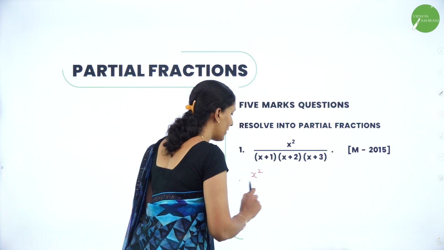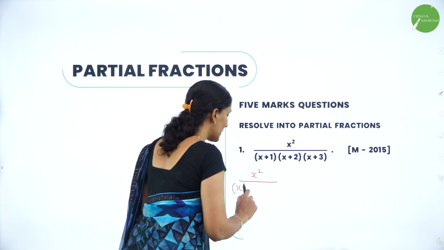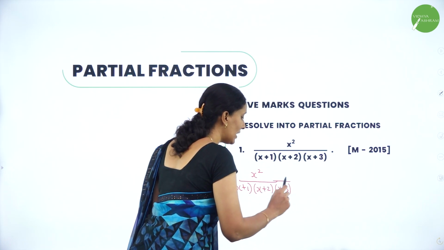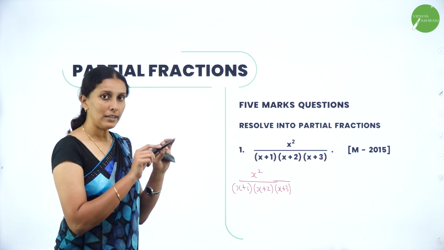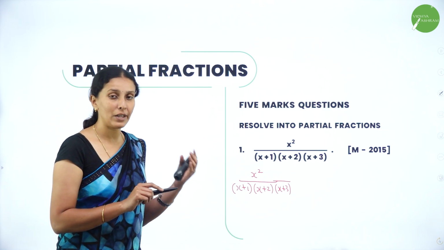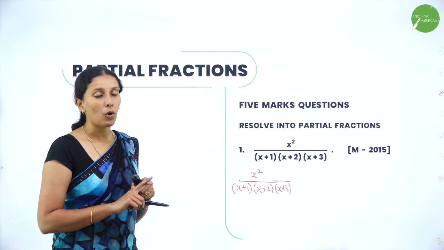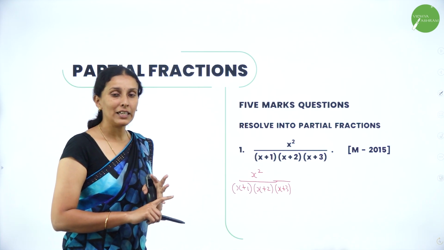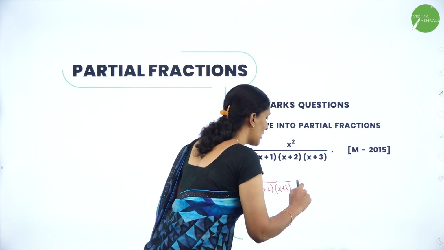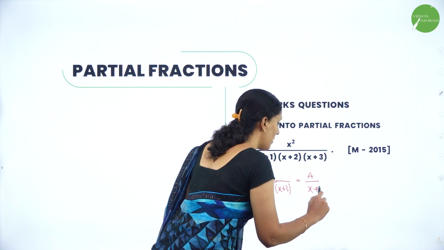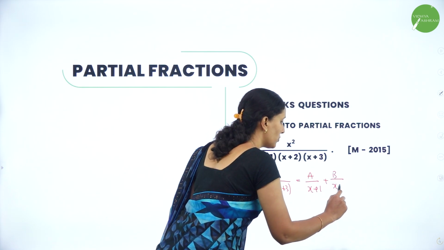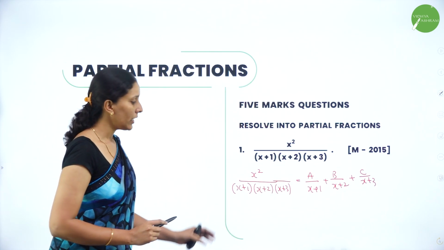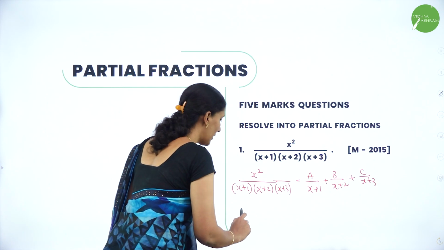So we have x square, and we have three different linear factors, that is x + 1, x + 2, x + 3. If we don't have any linear factors in the denominator, split them into linear factors. For example, if any quadratic equation is given, write it as a product of two linear factors. If any cubic equation is given, write it as a product of three different linear factors. So now this can be written as A by (x + 1) plus B by (x + 2) plus C by (x + 3).